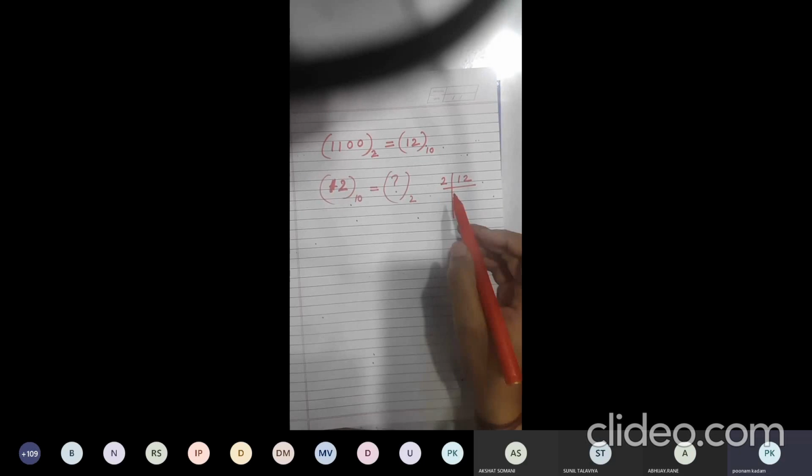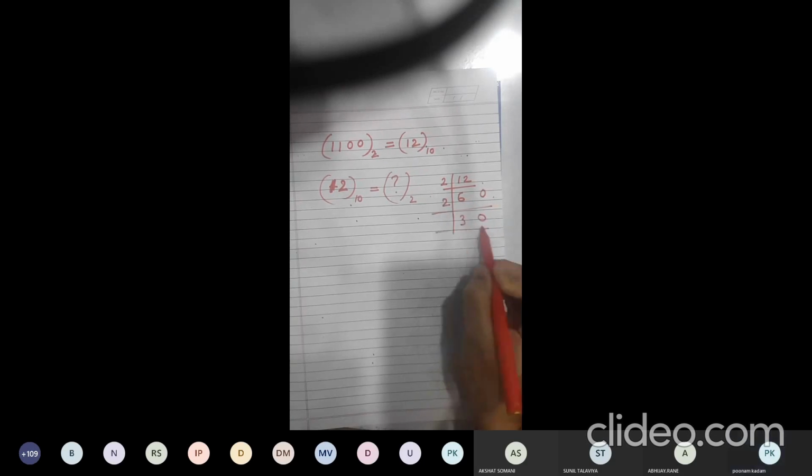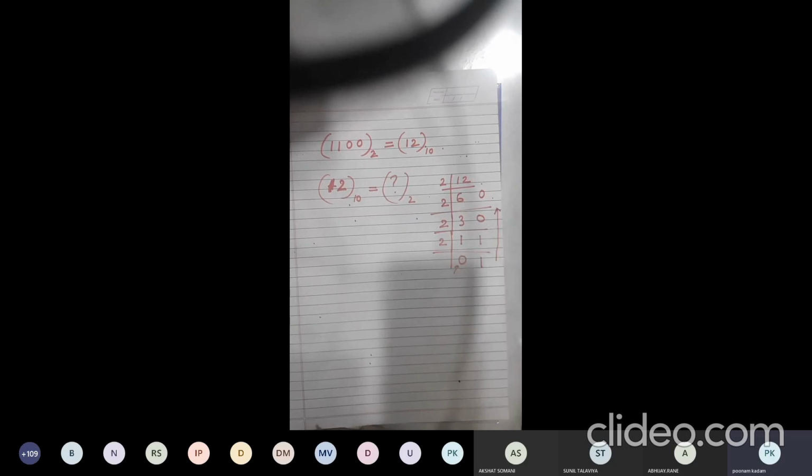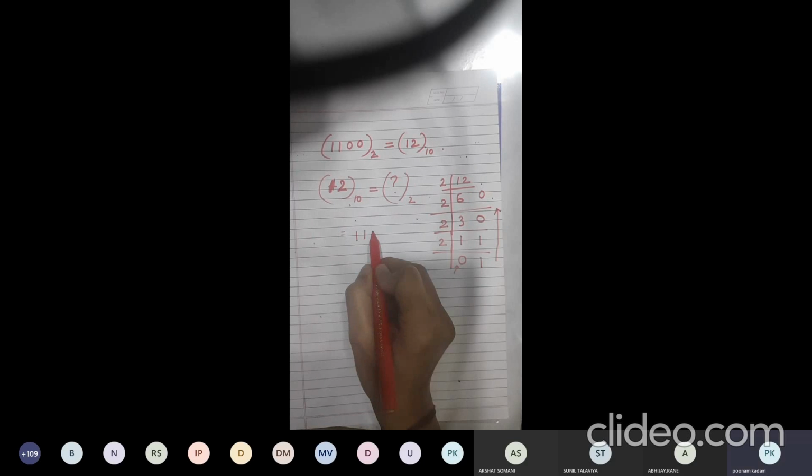So 12 divided by 2 gives quotient 6, remainder 0. You again divide this 6 by 2. So you get quotient 3 and remainder 0. You again divide 3 by 2 and you get quotient 1 and remainder 1. Then you divide 1 by 2, quotient is 0 and remainder is 1. So once the quotient is equal to 0, we have to stop, right? And then we write the remainder in the reverse order. So what you get is 1, 1, 0, 0.